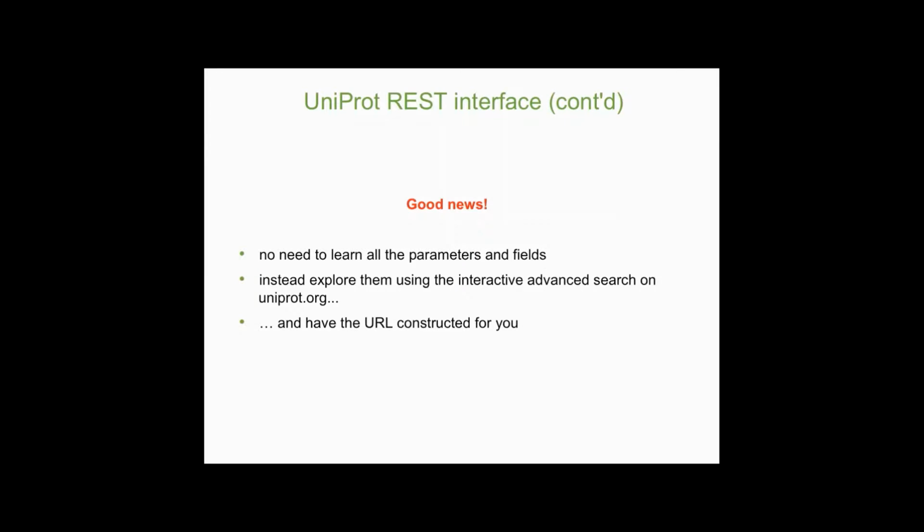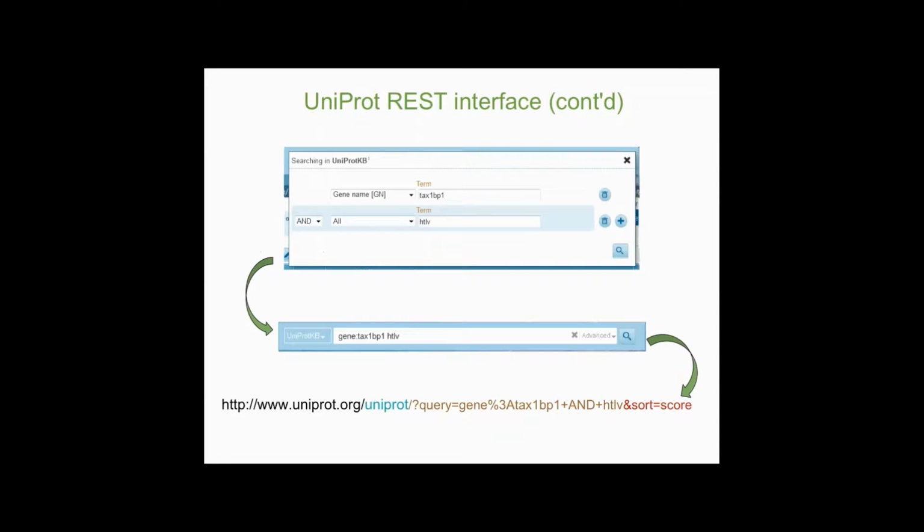Okay, all of this sounds very complicated. The good news is you don't actually have to learn all of these parameters by rote just by looking at the technical documentation. Instead, you can explore them using the interactive advanced search on the uniprot.org website and have the URL constructed for you. The way this works is like so.